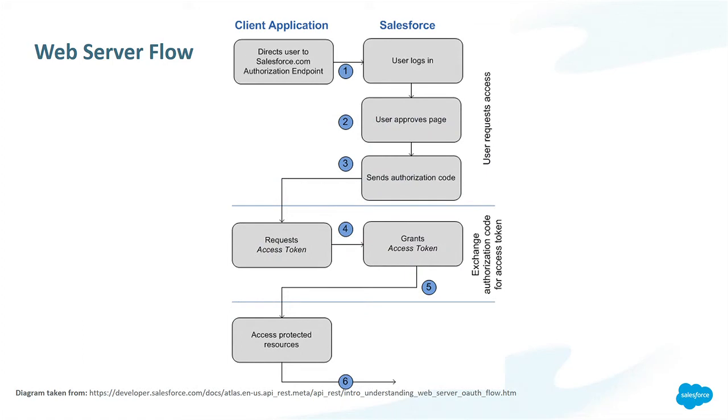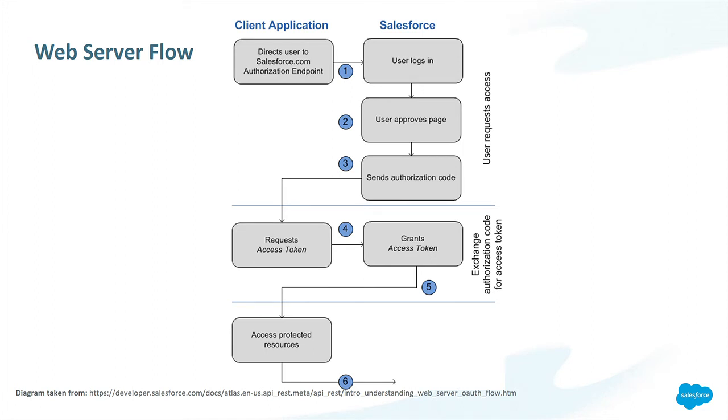So this is at a high level how the flow actually works. You have the client application. Once the user starts using the client application, it will redirect the user to the authorization endpoint of Salesforce. At that point, if the user is not logged in, the user has to explicitly log in, and then you get the page where you have to approve or deny.